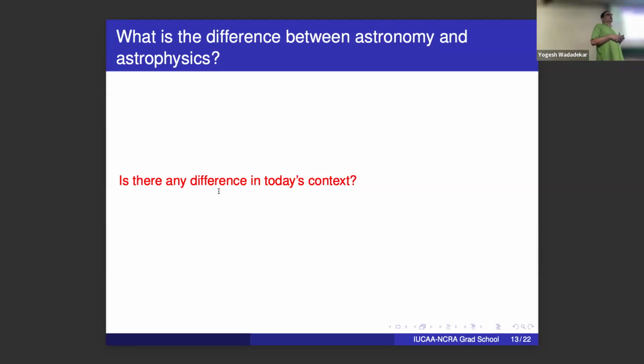So we have, between IUCAA and NCRA, a large team of people working both in theoretical astrophysics as well as in observational astronomy. However, we have very few people working on astronomical instrumentation. And this is a bit of a problematic situation, because if you want to build new telescopes, then the people who are going to build new telescopes and new instruments for those telescopes are the people that we are lacking in this country. So it's a serious challenge.